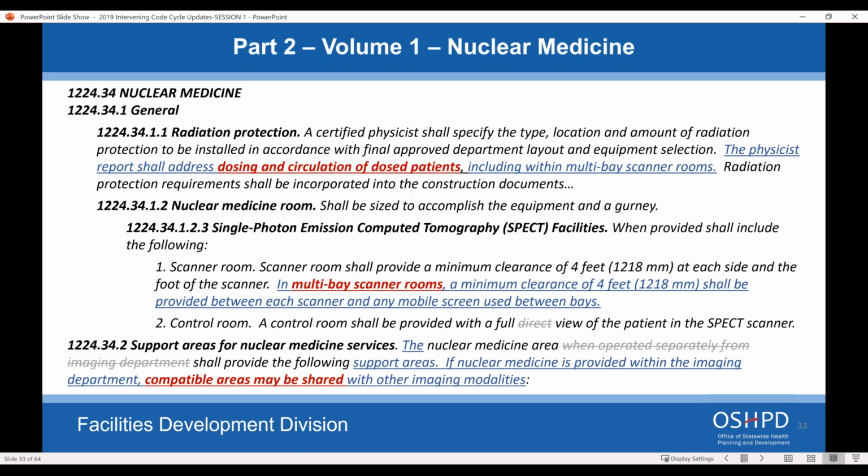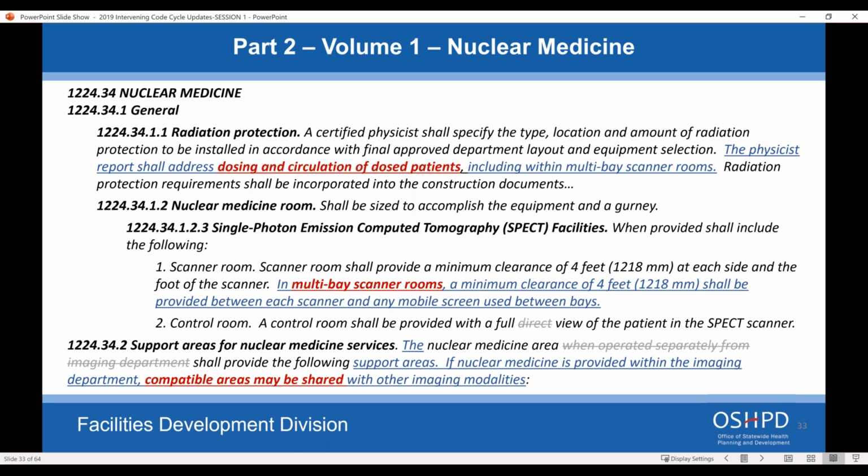And we removed the requirement for full direct view of the patient. You still must have full view. There was just some confusion on if that meant looking down the bore of the equipment, and it does not. You just need to be able to see the patient when they're on the imaging equipment. There was a lot of confusion with the support areas for nuclear med.